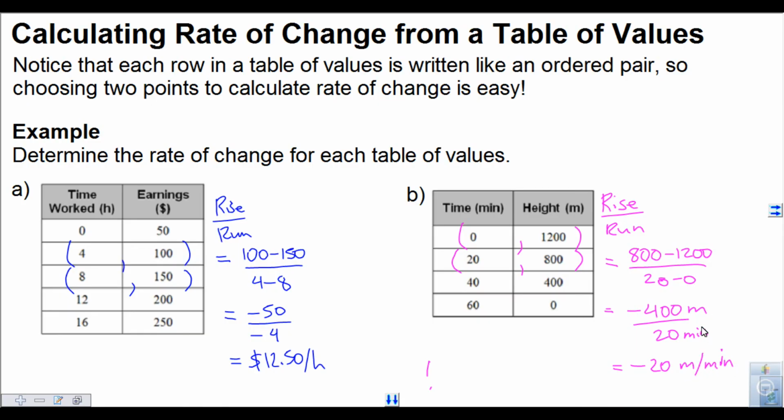Okay, so it's great to write units down here so that you can make sense of what the rate of change actually means here. So whatever this is, it was decreasing at a rate of 20 meters per minute. Okay, so hopefully now after this video you know how to calculate the rate of change between two variables when you're given a graph or a table of values.